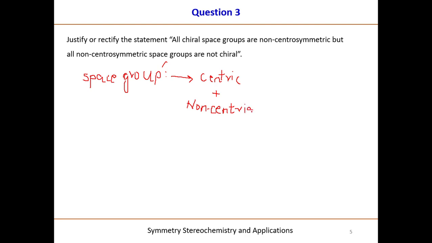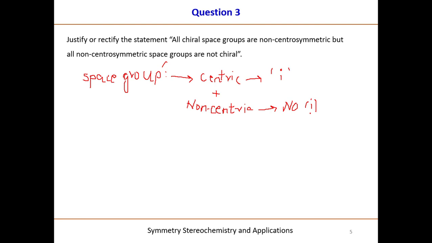Non-centric. Okay. A centric point group or space group contains I, that is, an inversion center. And a non-centric space group doesn't have a center of inversion.